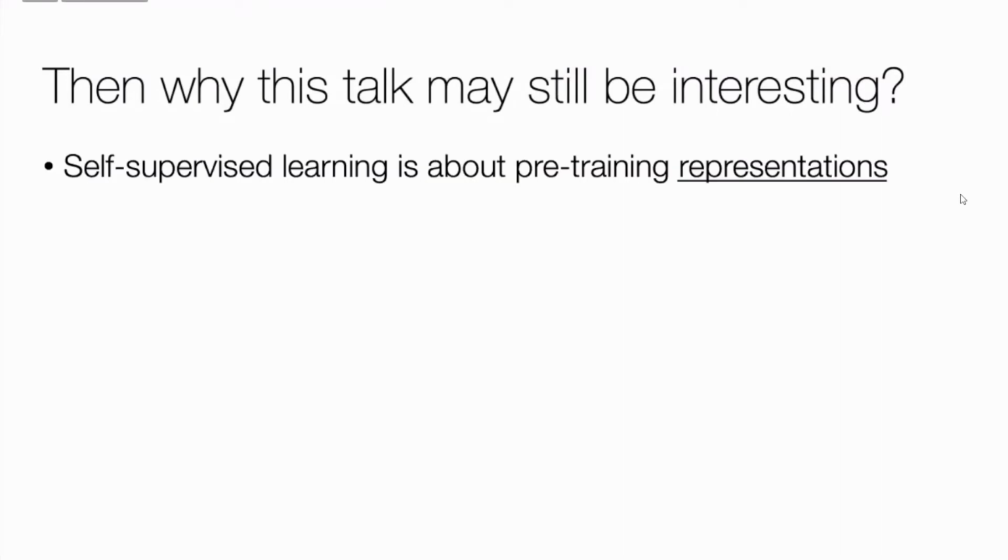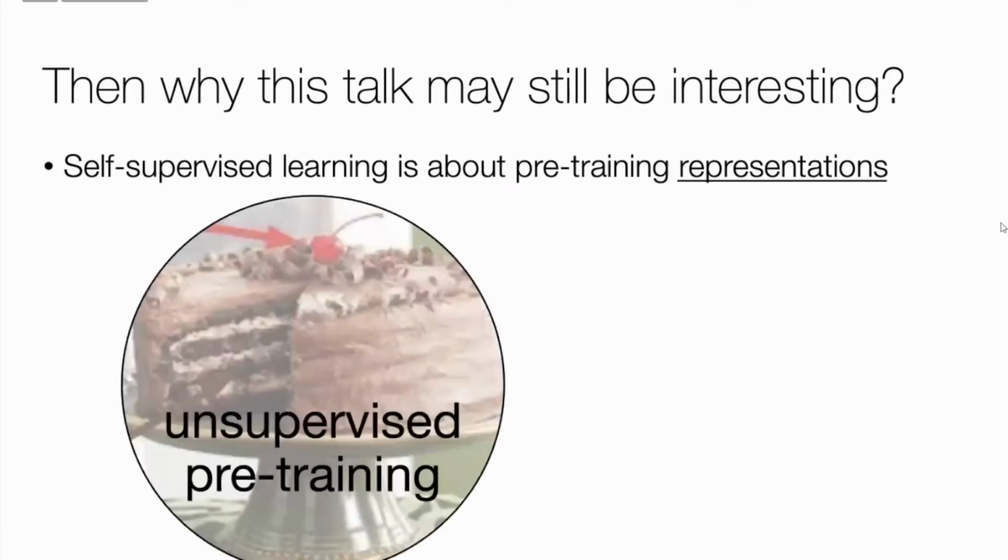So then, why do I think this talk may still be interesting to you guys? As I said, recently, we've been working on self-supervised learning. And actually, self-supervised learning is all about pre-training representations. So it's a form of unsupervised pre-training, or unsupervised learning. And it's unsupervised because it doesn't have access to human annotated labels.